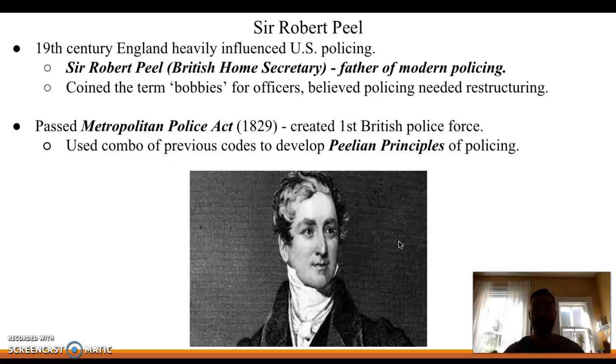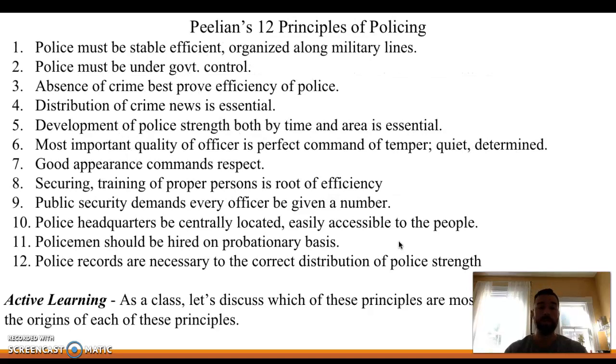And with this police force that was developed, Sir Robert Peel had a big hand in forming a guiding set of principles for it, but they were also born out of various previous codes. So think of him as looking back through historical codes, historical iterations of policing, and formulating these Peelian principles that would guide this modern British police force. Now, in terms of these 12 principles, I don't expect you to know all 12.